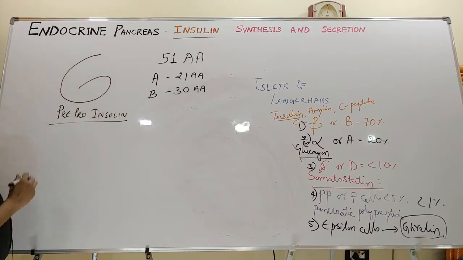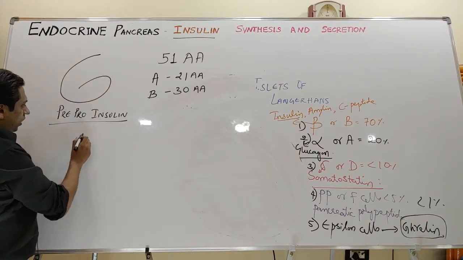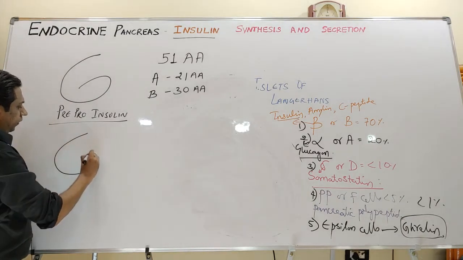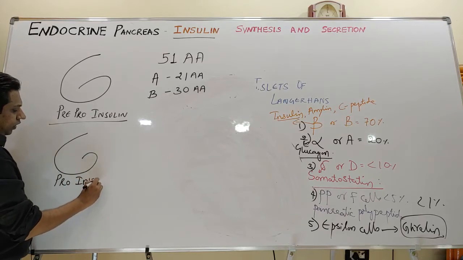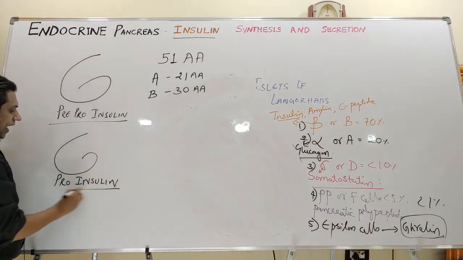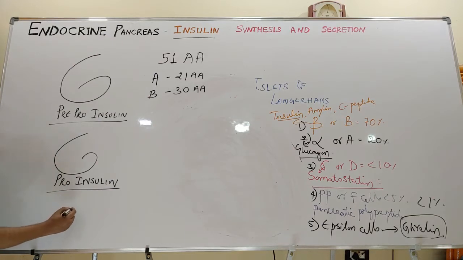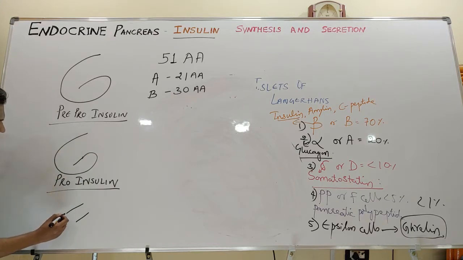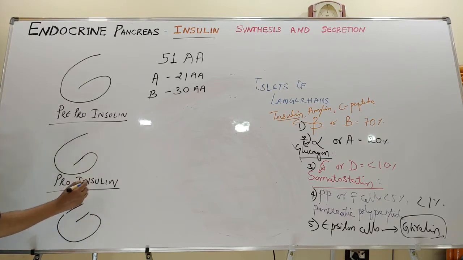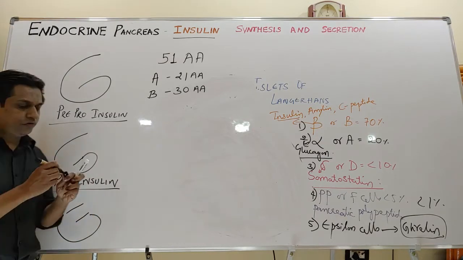Okay, then this pre-proinsulin gets converted into proinsulin. I'll just explain what pre-proinsulin and proinsulin are. This proinsulin finally matures into the alpha and beta chain, and along with that the C peptide, or the connecting peptide. Okay, what is that?